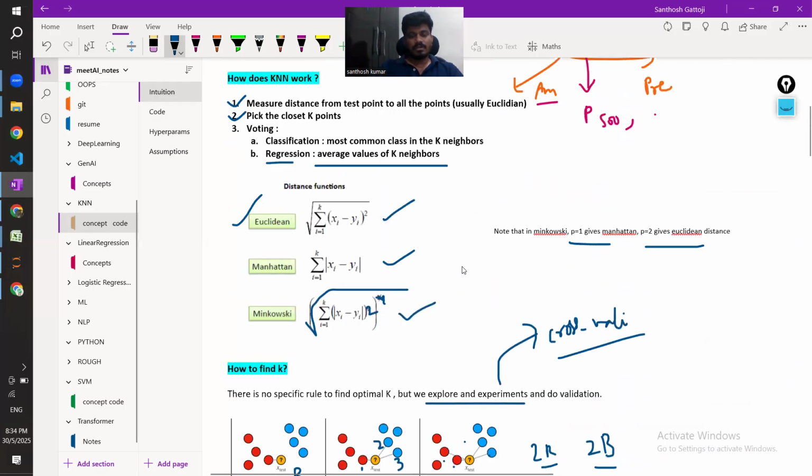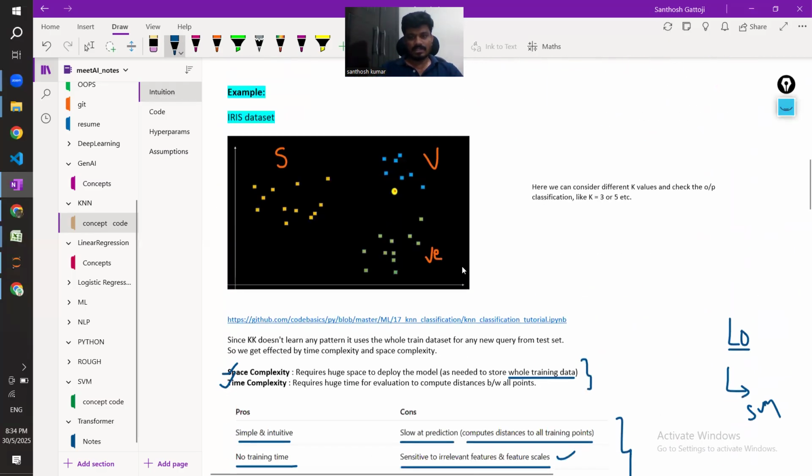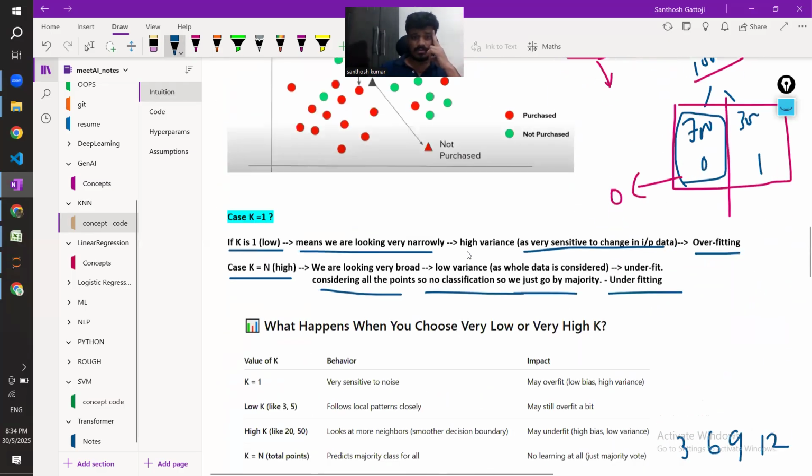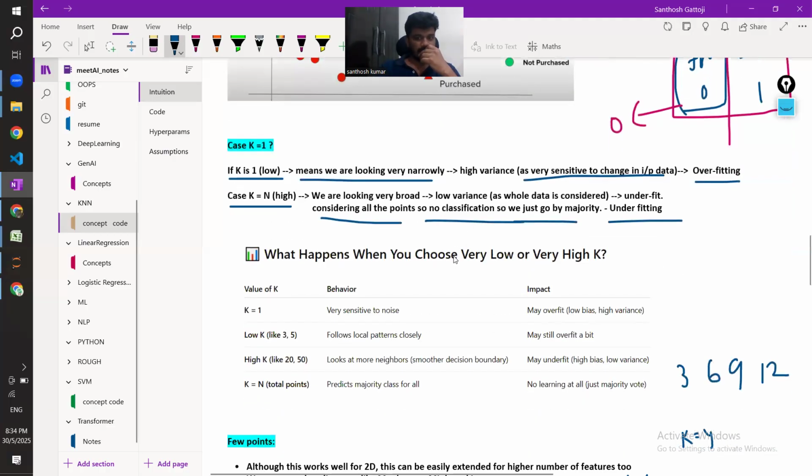Okay. So the distance part is done and we have seen the example, pros, cons, and k equal to 1. Here, what happens if you choose a very low k, if k equal to 1? It's very sensitive to noise. That means even a slight change will be a problem. It might overfit. If you slowly increase to k equal to 3 or 5, it will start understanding the local patterns, but still there might be some overfitting.